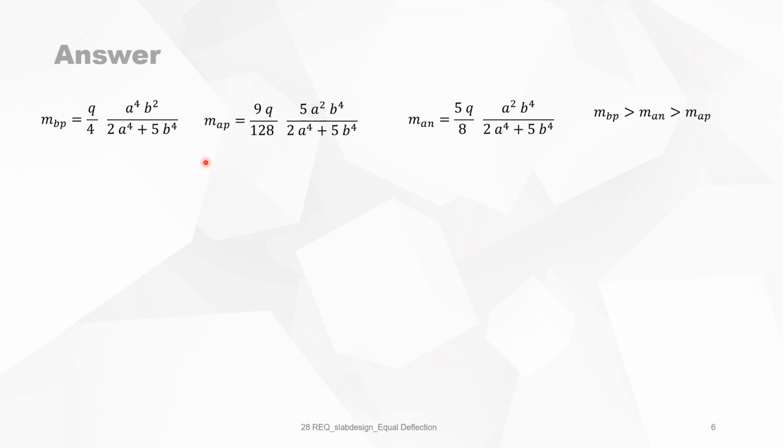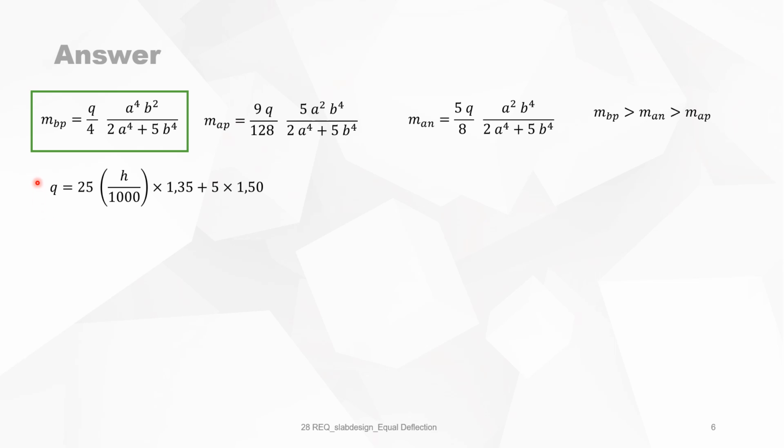So in order of scale, MBP is the biggest. So we'll concentrate on MBP to determine the needed depth of the slab. First, we start with the load on the slab, which is the permanent load. But the permanent load depends on the proper weight of the slab, so that we don't know. So we put in H. H is expressed in millimeters, so that's why we have to divide by 1,000.